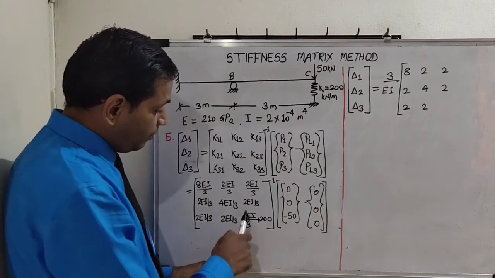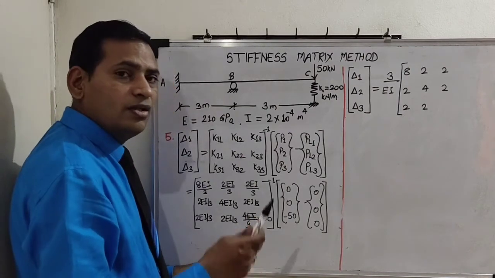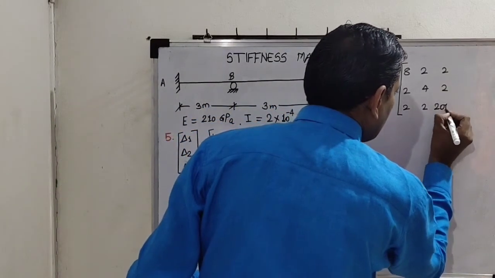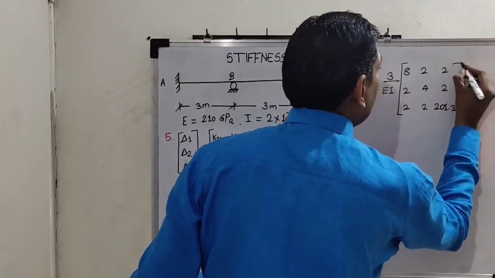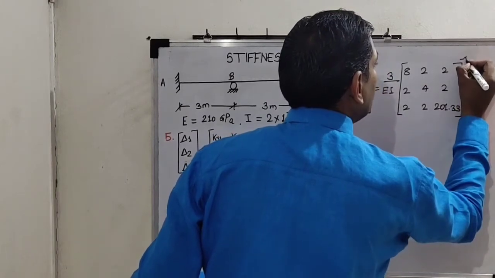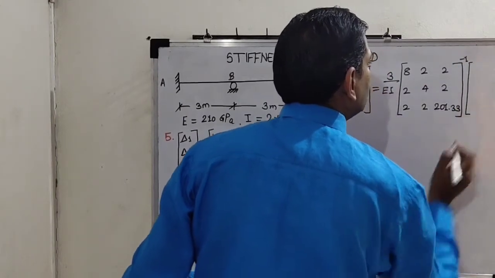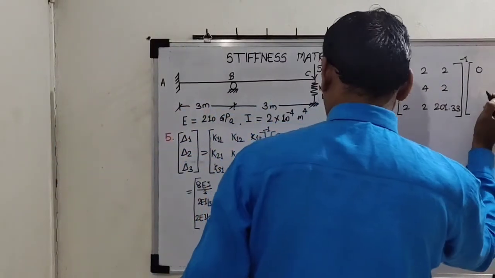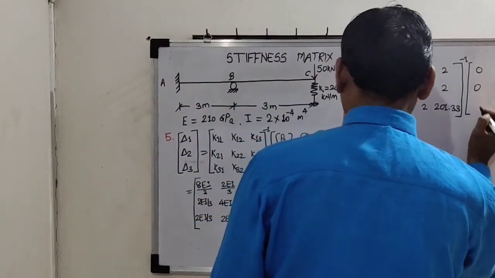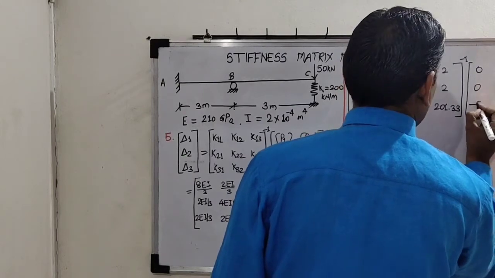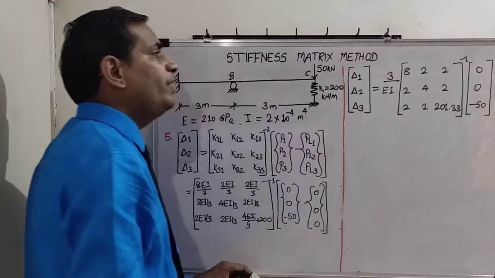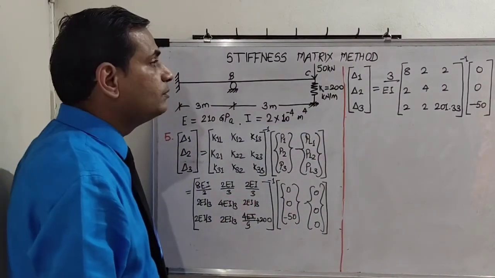1.33 plus 200 is 201.33. The third element, inverse of this matrix, multiplied by 0 minus 0 is 0. Then again 0 minus 0 is 0. Minus 50 minus 0 is minus 50. Now we will take the inverse of this matrix.